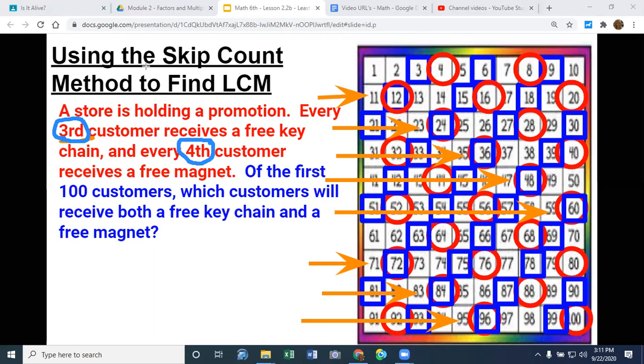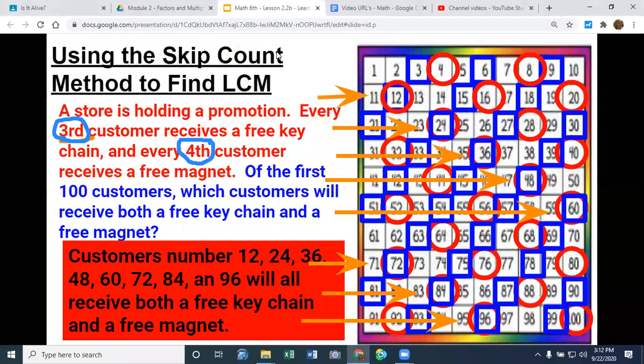So customer 12, customer 24, customer 36, customer 48, customer 60, customer 72, customer 84, customer 96 will all receive both a keychain and a free magnet. Do you notice how those numbers, 12, 24, 36, 48, 60, 72, 84, and 96 all go up by 12 every time? Why would that be?